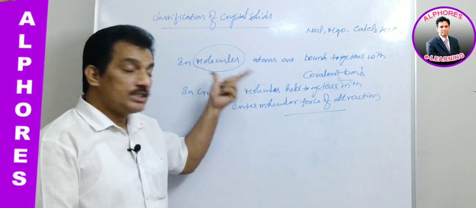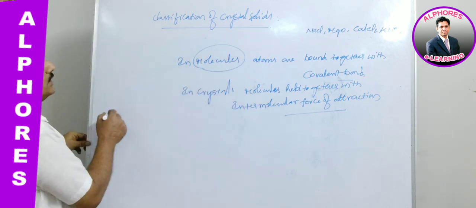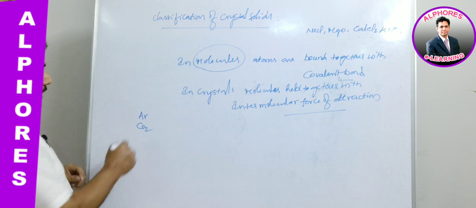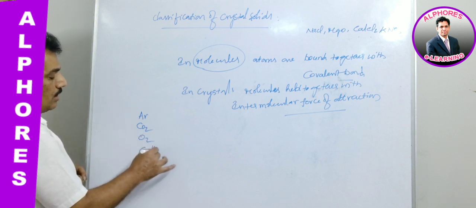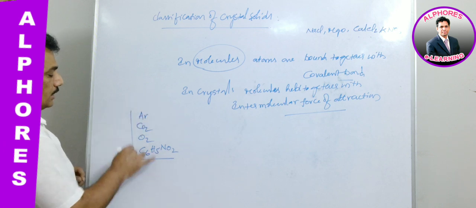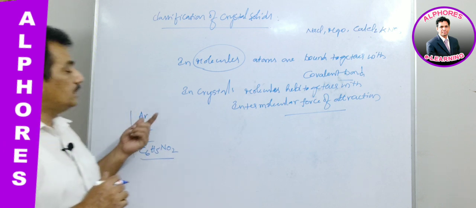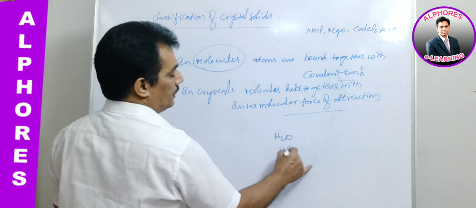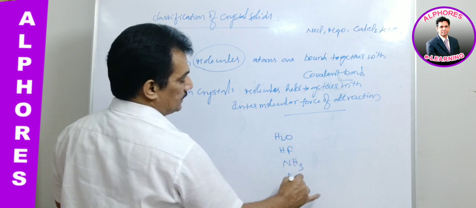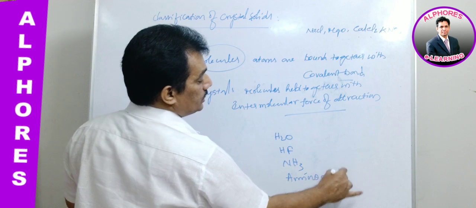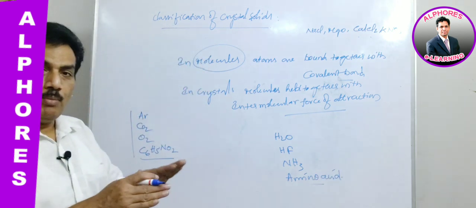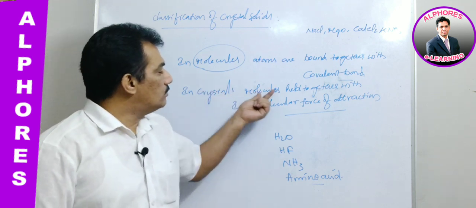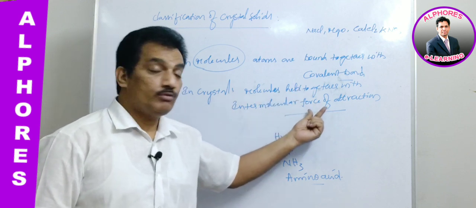But these molecules which can exist independently, the best examples for these molecular crystals are argon, CO2, O2, and nitrobenzene. All these are the best examples for molecular crystals. Clear? And these can exist independently. Similarly, other examples are H2O, HF, NH3, and amino acids. They can exist independently and they can exist as a cluster in crystalline form. So the molecules in crystals are held together with intermolecular force of attraction.